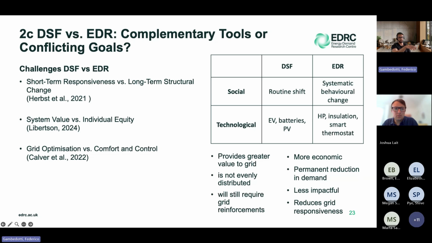So both demand side flexibility and energy demand reduction have some social and technical aspects. The thing I wanted to highlight is that demand side flexibility provides a lot more value to the grid and gives us this flexibility that we've been talking about, while energy demand reduction actually takes away some of the capacity to flex, because if there is less demand, we've got less reduction. It's important to notice that both of them will still need grid reinforcements in the future, so we still need to upgrade our grid.